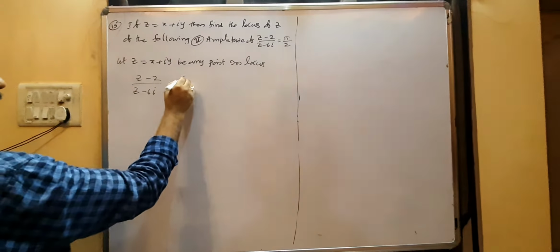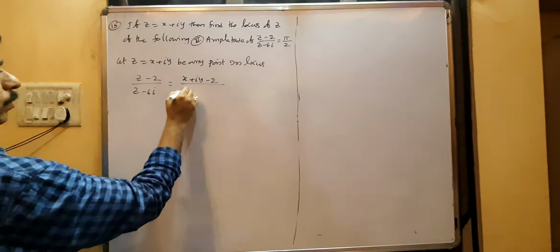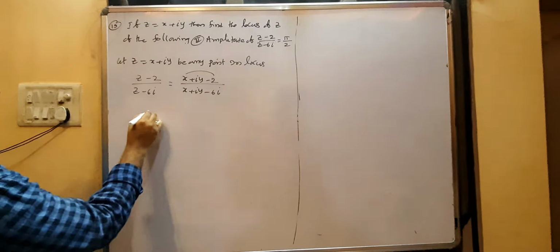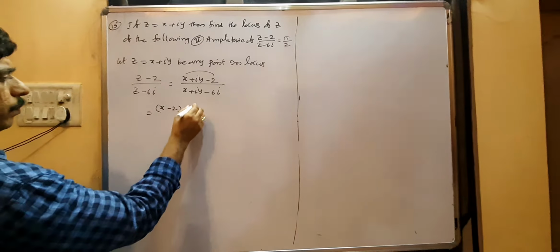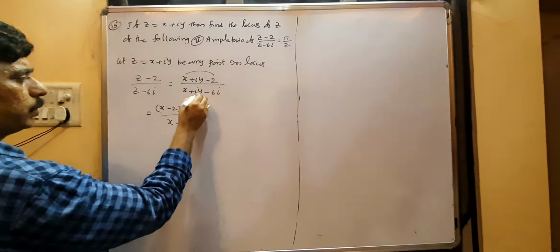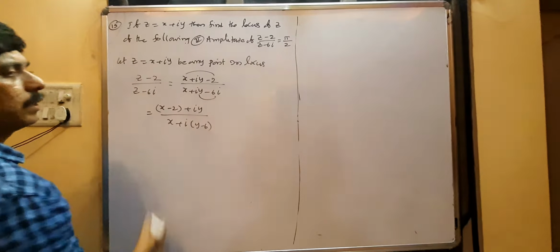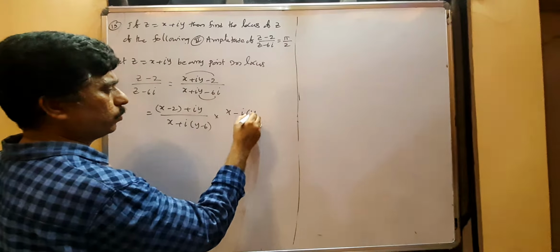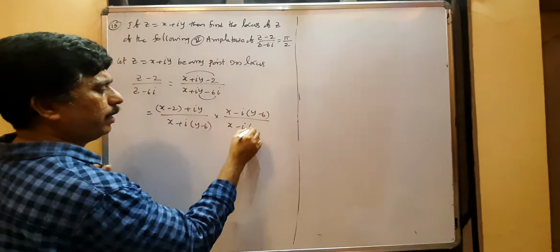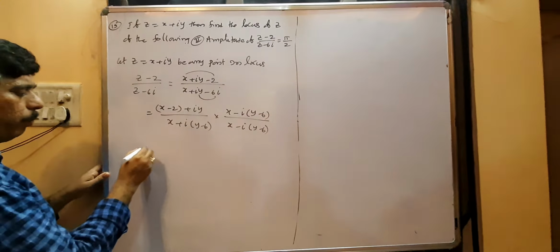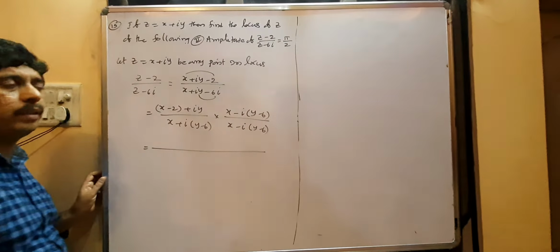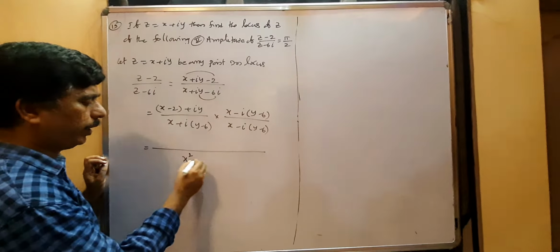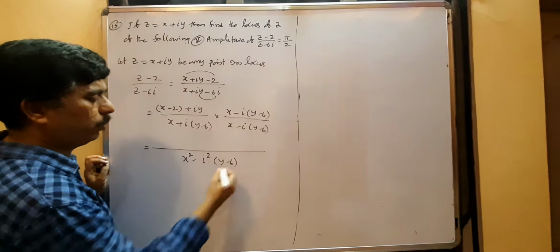Z means x plus iy, minus 2, by x plus iy minus 6i. Real parts together you have to write. So that is x minus 2 plus iy. In the denominator, x plus, from these, i common, y minus 6. Rationalizing the denominator, that is x minus i into y minus 6 by x minus i into y minus 6. You have to multiply both. Denominator value is in the form of a plus b into a minus b, that is a square minus b square: x square minus i square into y minus 6 whole square.